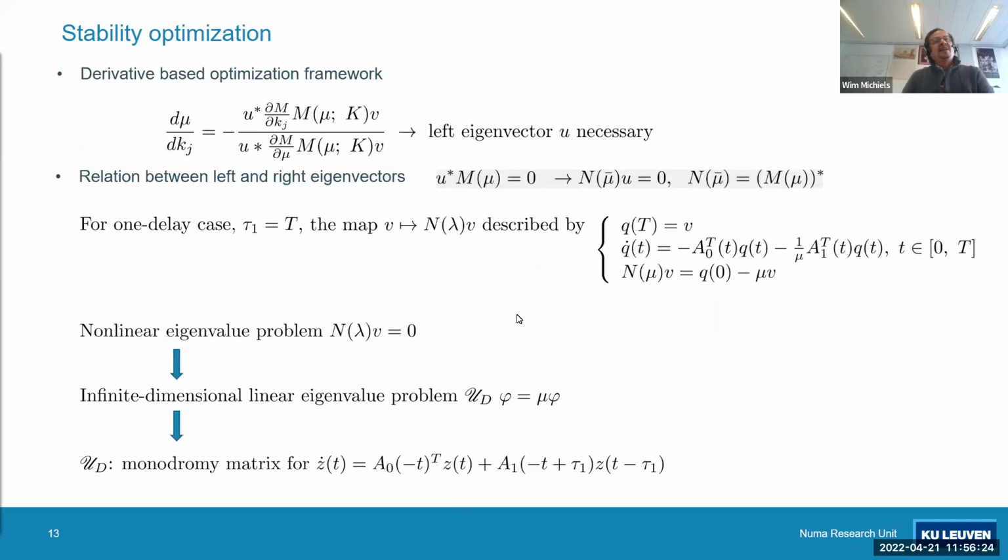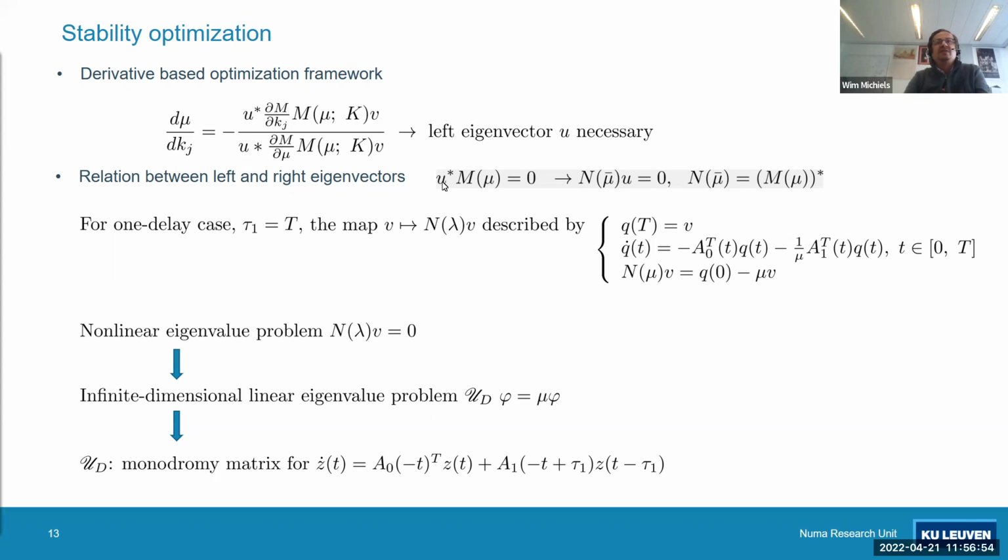What can we now say in terms of stability optimization? Suppose that we want to optimize the spectrum, or compute pseudospectra. Then again, we need derivatives of eigenvalues with respect to some parameters. And now we can again use the formula which I sketched before for time invariant systems. But you see again, we need a left eigenvector, and at the non-linear level, it's quite easy.